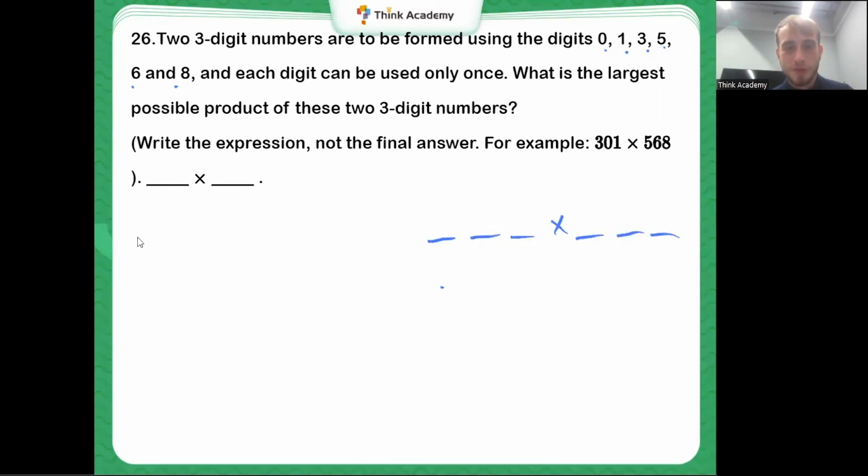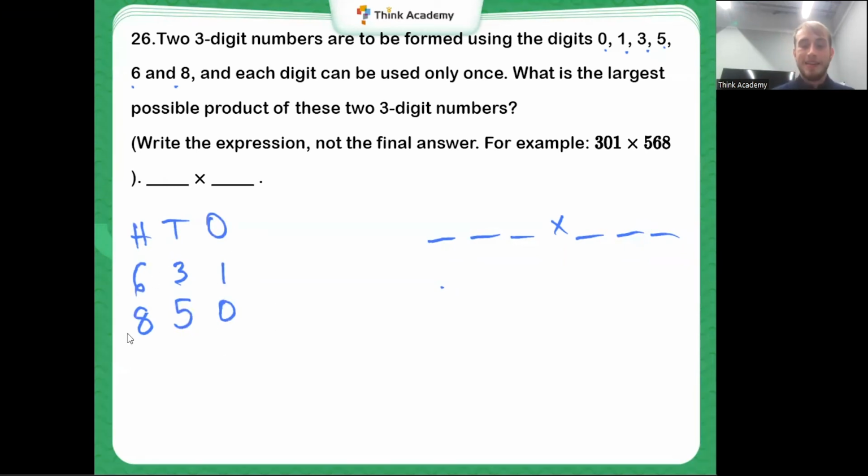Now, to get the largest possible numbers, we need to think about where the hundreds, the tens, and the ones will go. Of course, to get the largest numbers, we want our biggest digits in the biggest place. So we want the 6 and the 8 to be in our hundreds digit. You can't get a bigger product by choosing smaller numbers, so we need to make sure these digits come in the hundreds column. 3 and 5 are our next biggest digits, so they can go in the tens, and 1 and 0 can go in the ones.